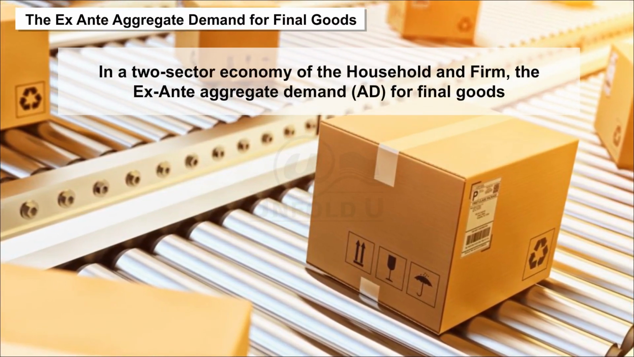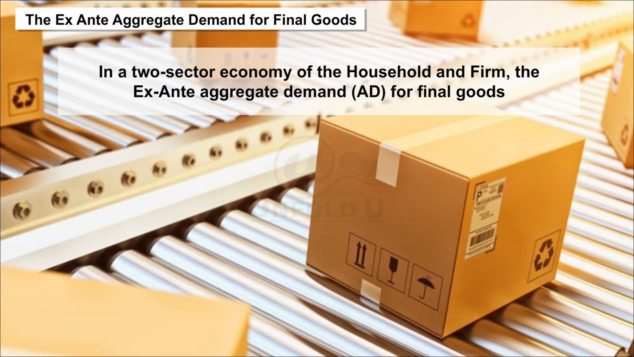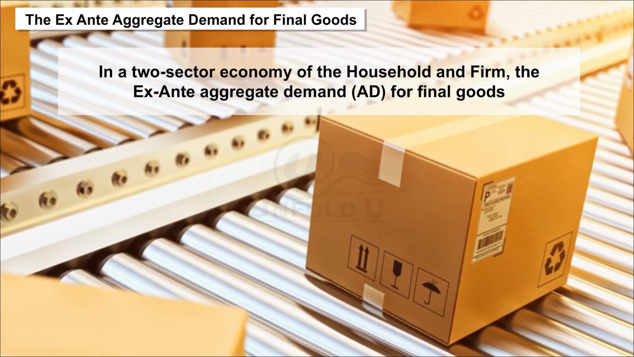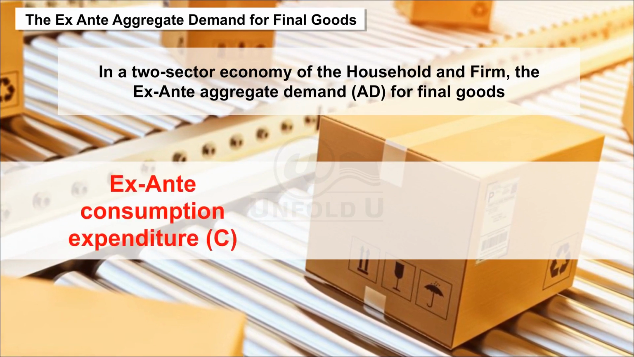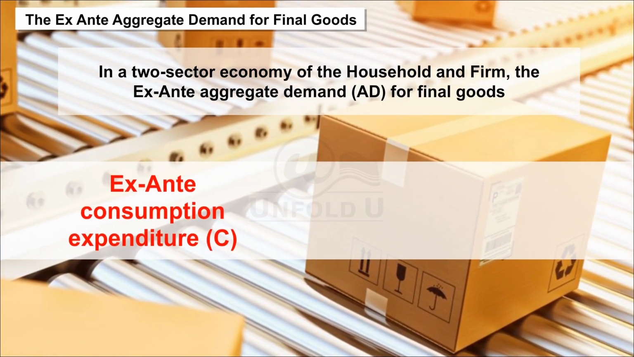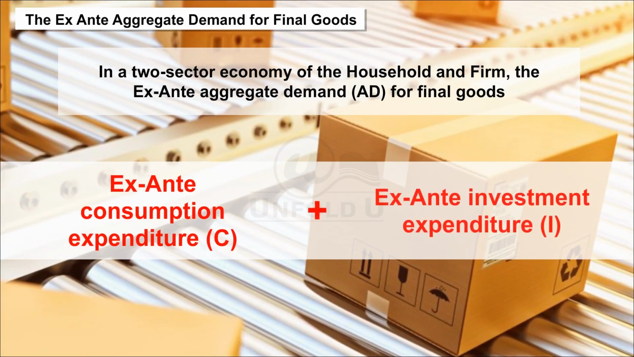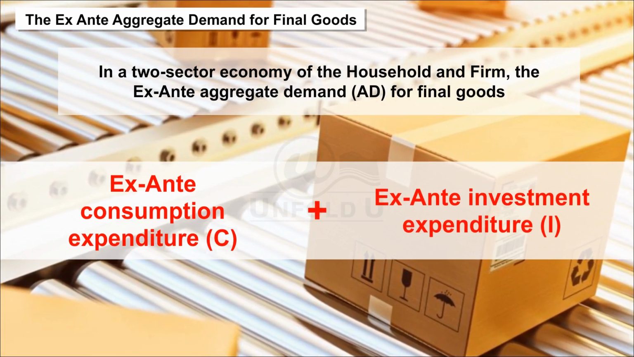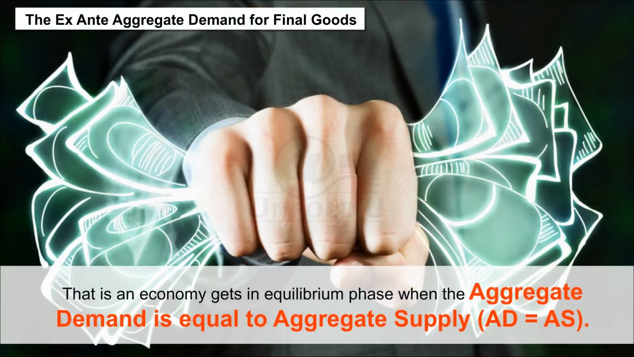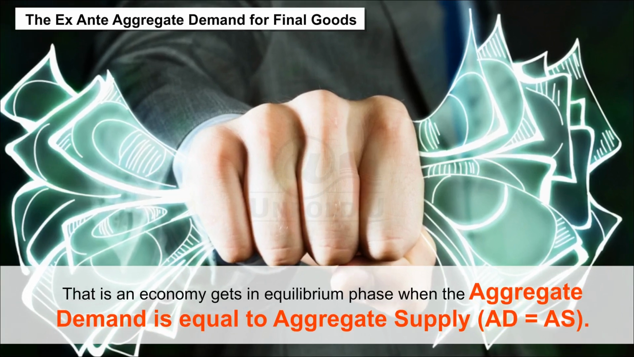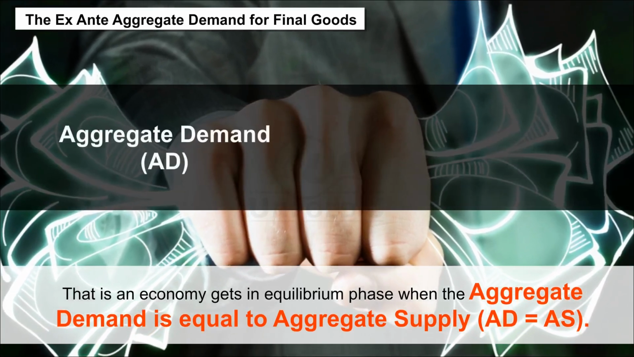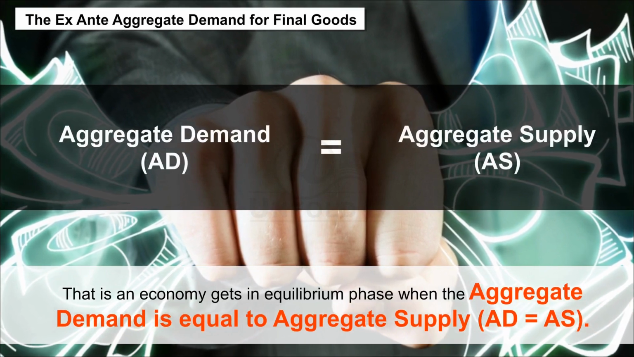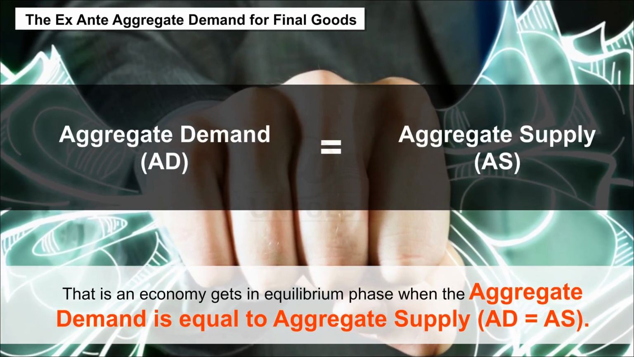The ex ante aggregate demand for final goods. In a two-sector economy of the household and firm, the ex ante aggregate demand, or AD, for final goods is the sum total of ex ante consumption expenditure, C, and ex ante investment expenditure, I, on the final goods. That is, an economy gets in equilibrium phase when the aggregate demand is equal to aggregate supply, that is AD = AS.